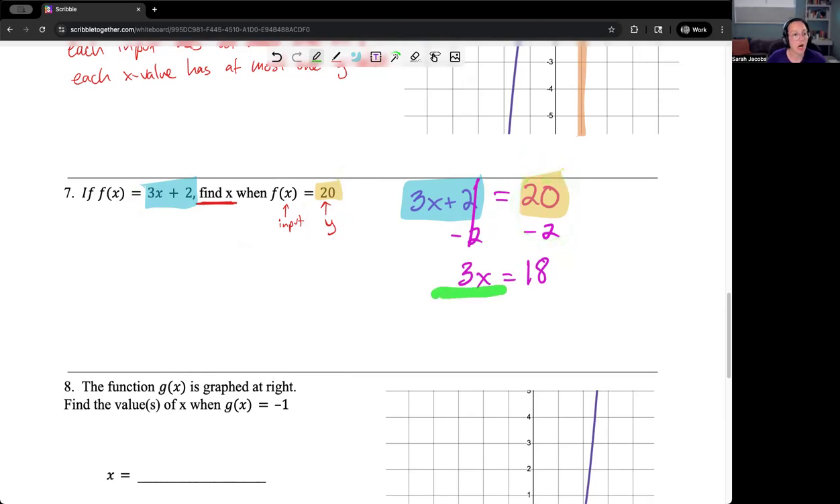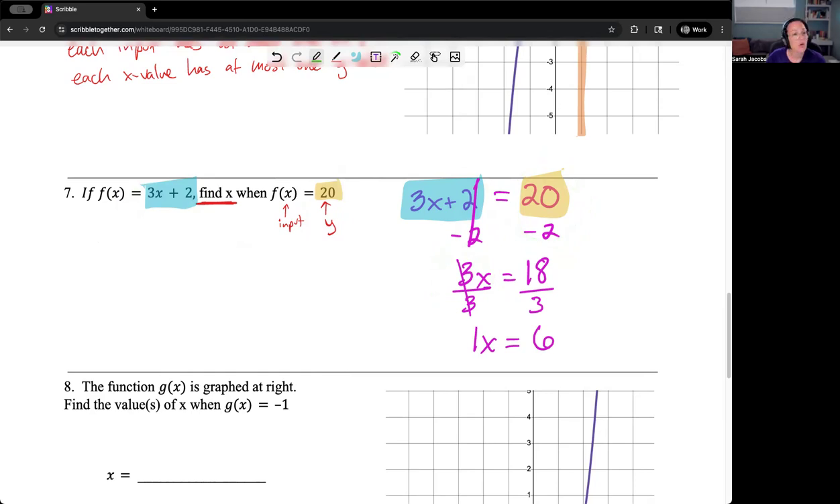Right here, the coefficient on x is 3. The coefficient is the number just to the left of the variable, and it's telling us this number times this variable. So the opposite of multiplication is division. I'm going to divide both sides by 3. Anything divided by itself is 1. So we want to get 1 positive x. I'm going to write that. And 18 divided by 3 is 6.